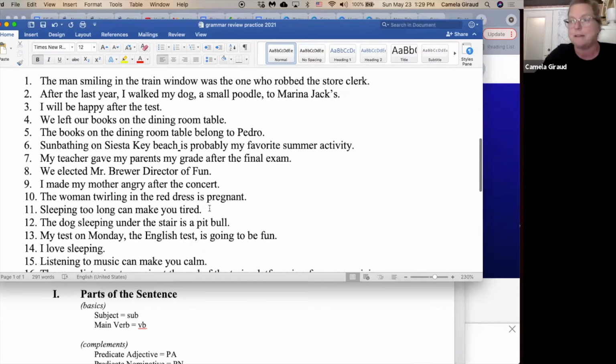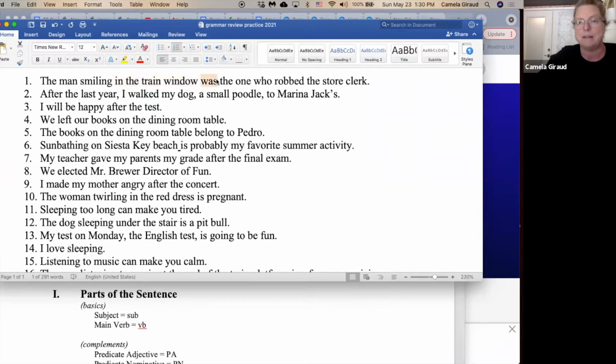Okay, so here are some example sentences, and we'll just talk through a few here. The man smiling in the train window was the one who robbed the store clerk. So here's what we've got going on here. The man is the subject. That's just a straight subject, it's a noun. Smiling in the train window. Smiling is that verb form, but it's acting like an adjective describing the man. So that's a participle. In the train window, we can say this whole thing is a participial phrase, right? And then in the train window just says where he was smiling. So because it's going to this verb-like thing, it's a prep phrase adverb.